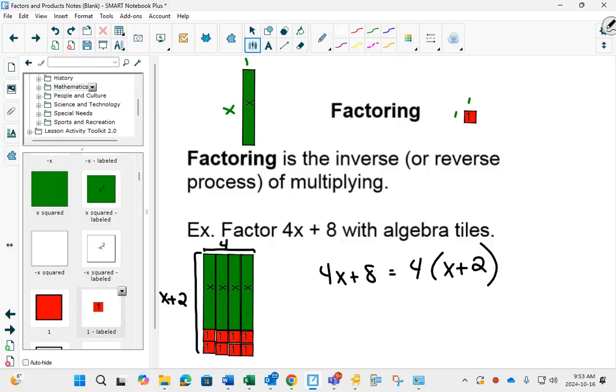Can you see that this might be really annoying if I gave you something like 55x's plus, I don't know, 11? You'd have to make 55 of these and take 11 ones and try to put it somehow together to make a rectangle.